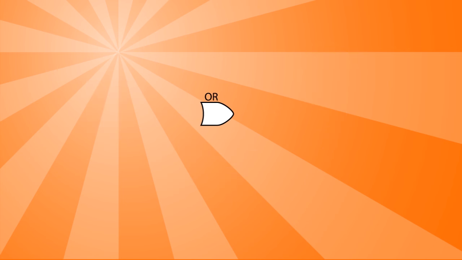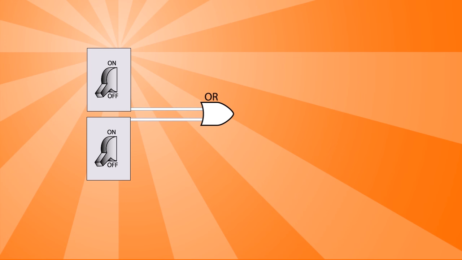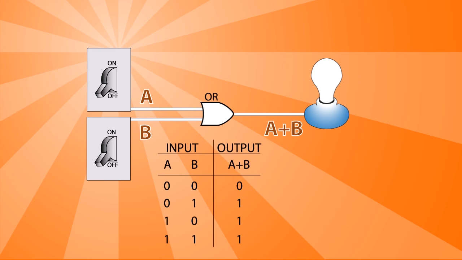This is the OR gate. This time we have two inputs, A and B. And the behavior of the output, called A or B, checks if either one of the inputs is 1. So if A is 1, if B is 1, or both are 1, the output is 1. If both are 0, then so is the output.